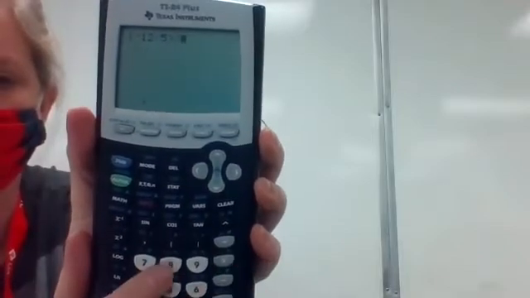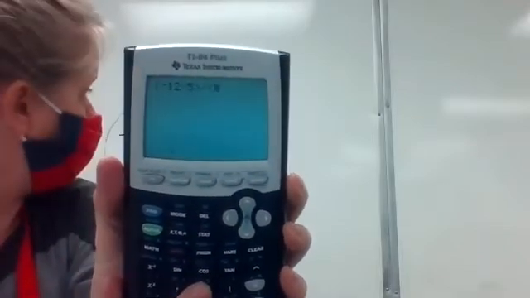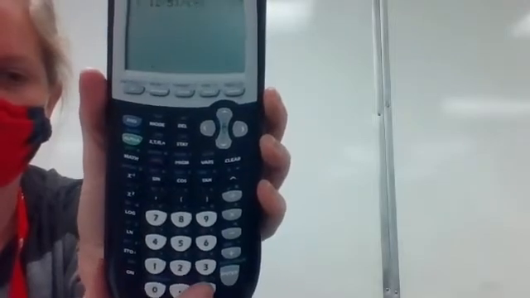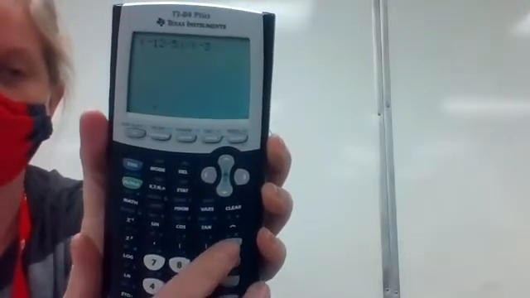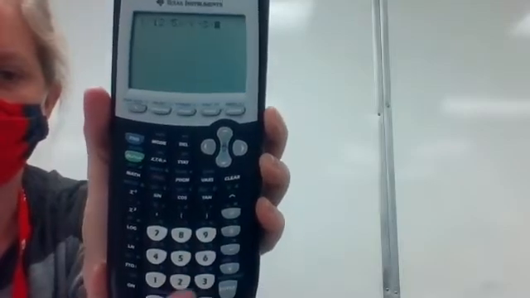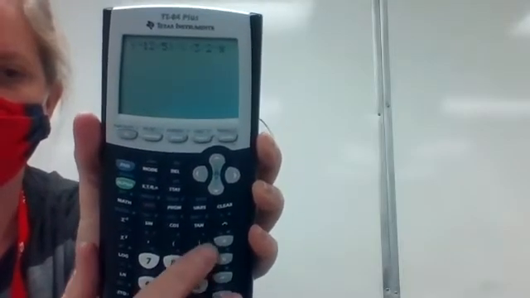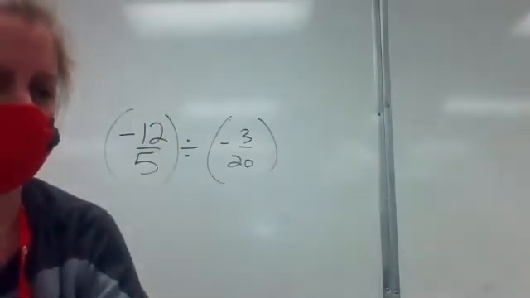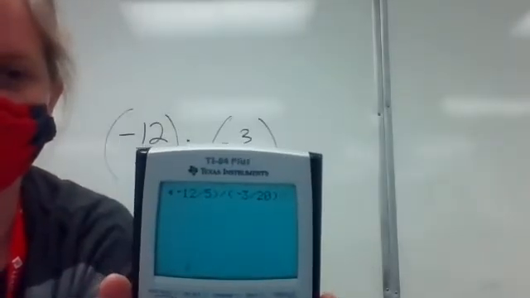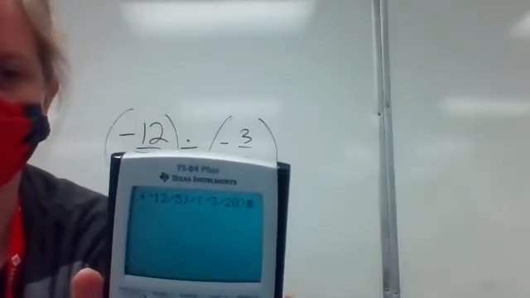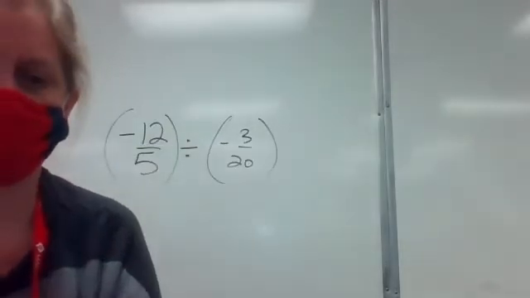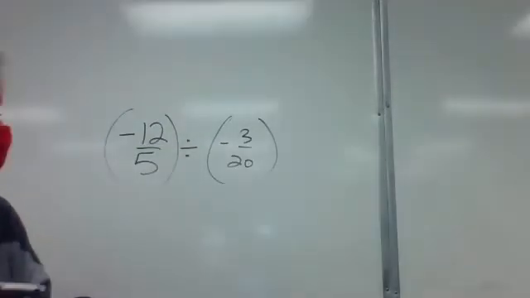again, open parentheses, negative 3 over 20. So there's my negative 3. And again, to make the over, I do the division again, 20, and close it. So again, just like I have on the board. When I do that division, it gives me 16.